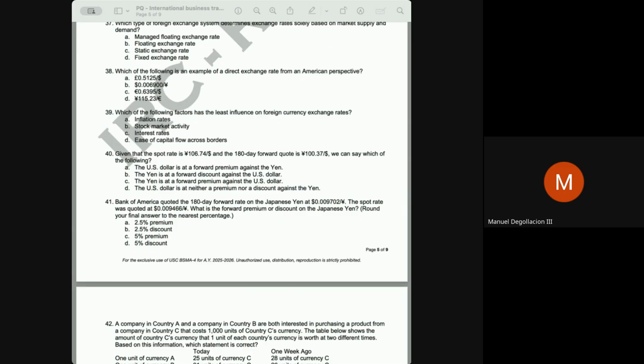The stock market activity is not likely to have a major influence on your foreign currency exchange rates because these are mostly domestic transactions. The dealings in your stock exchange do not have any impact on the value of a currency in relation to another country's currency.